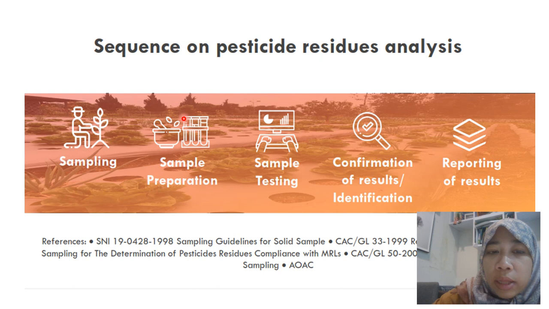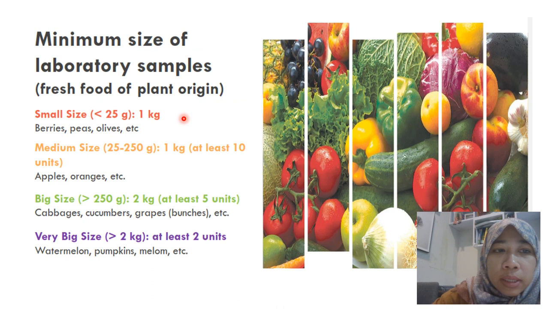As for sample preparation, there is an amount that should be prepared by the farmers to analyze the MRL. For example, for crops with a unit size below 25 grams, such as peas and olives, the minimum size for the laboratory sample is 1 kilo. So we should prepare at least 1 kilo of berries or peas so we can analyze the MRL.